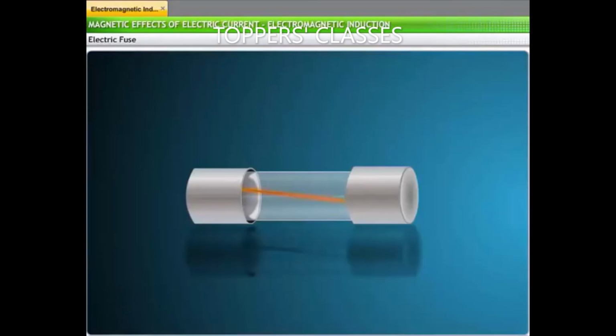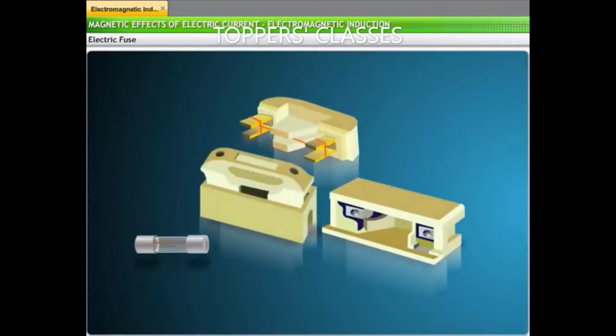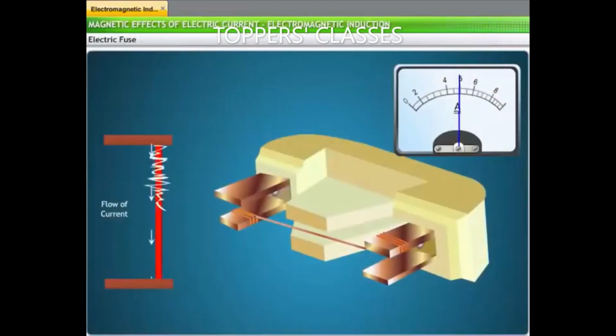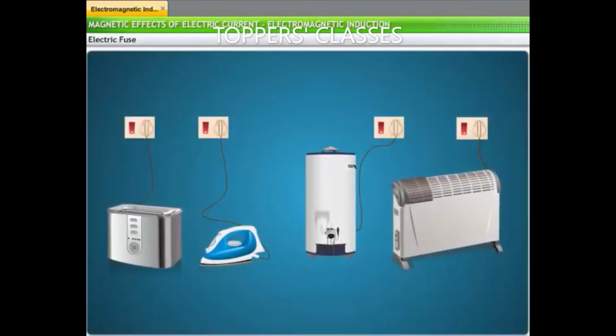An electric fuse is an important component of all domestic circuits. An electric fuse is a safety device used to protect an electric circuit against excessive current. If your electrical appliances receive very strong current, they could get damaged and stop functioning. To prevent damage from fluctuations in the current, an electric fuse is used in the domestic circuits.